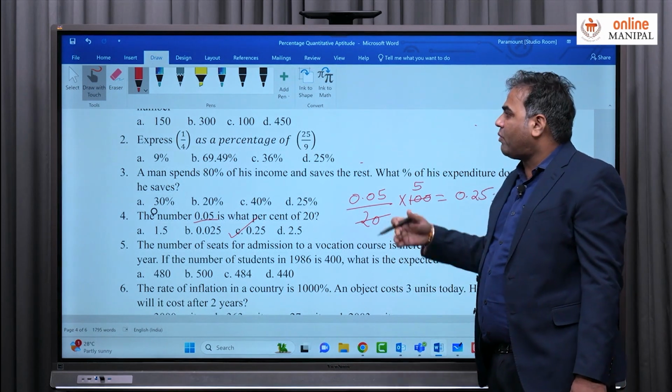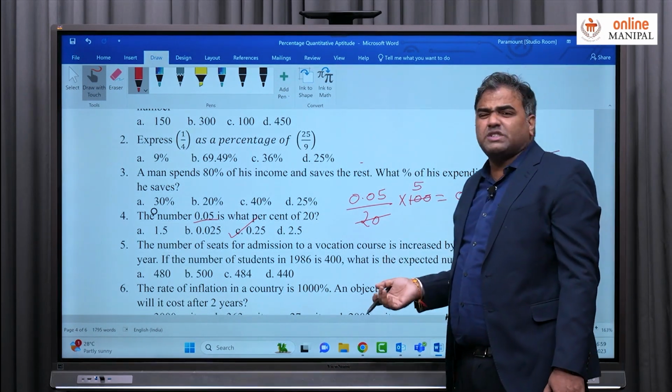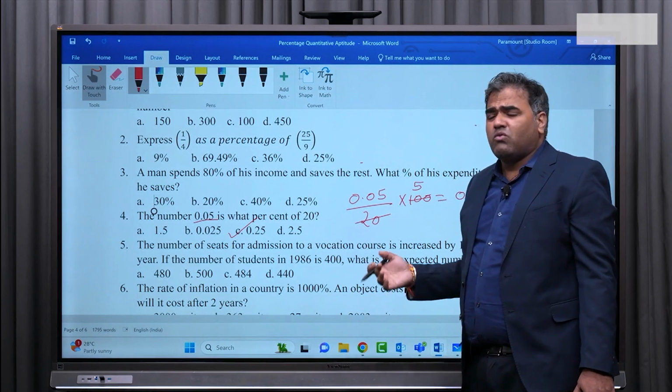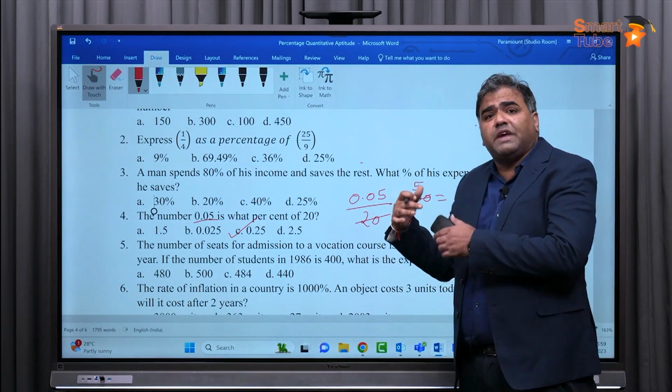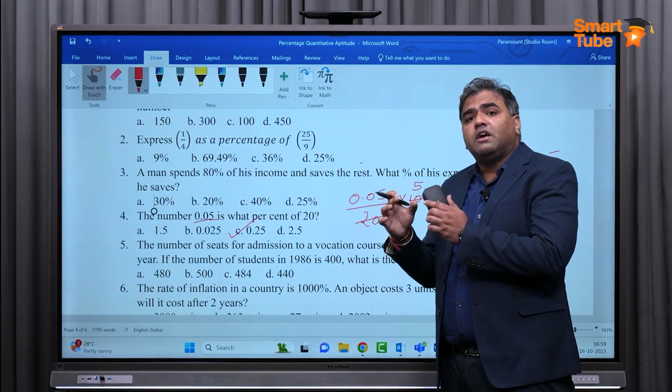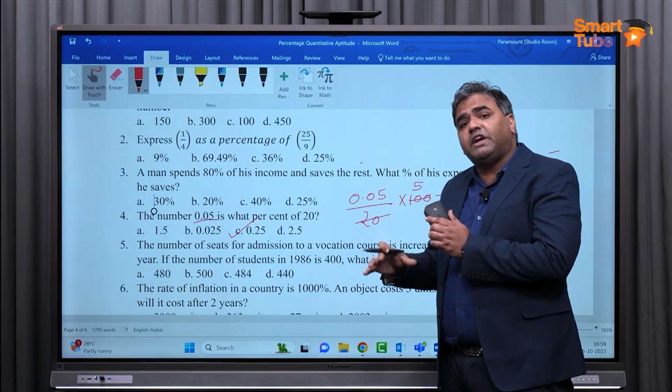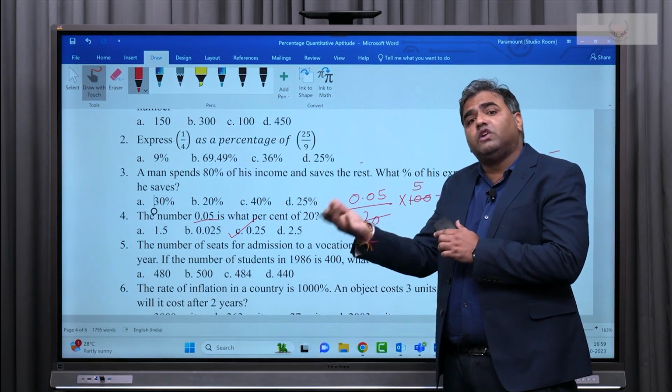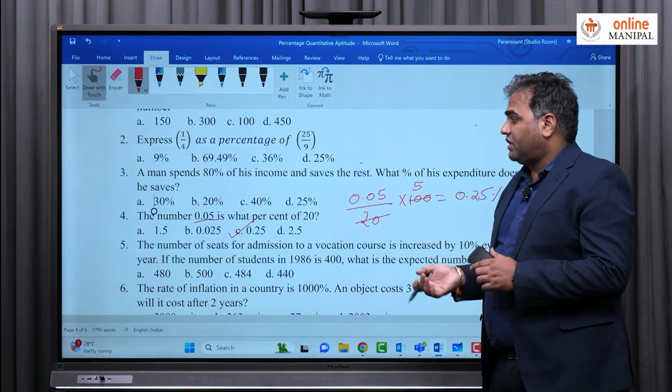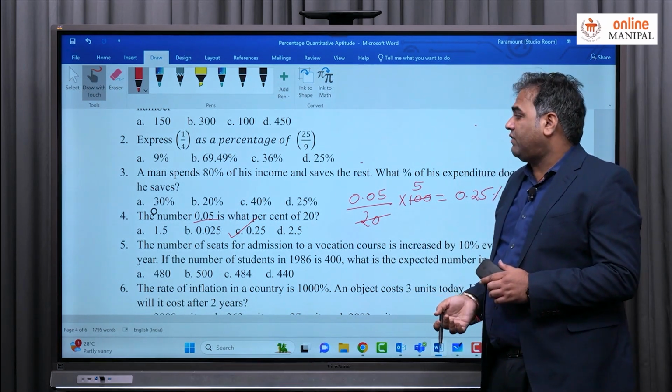Clear everyone? So we have done four questions so far, and these are very basic questions. I'm just checking your basic knowledge of how you can convert the statement in the term of fractions, and then how you will solve that. Clear? So now let's discuss question number 5.